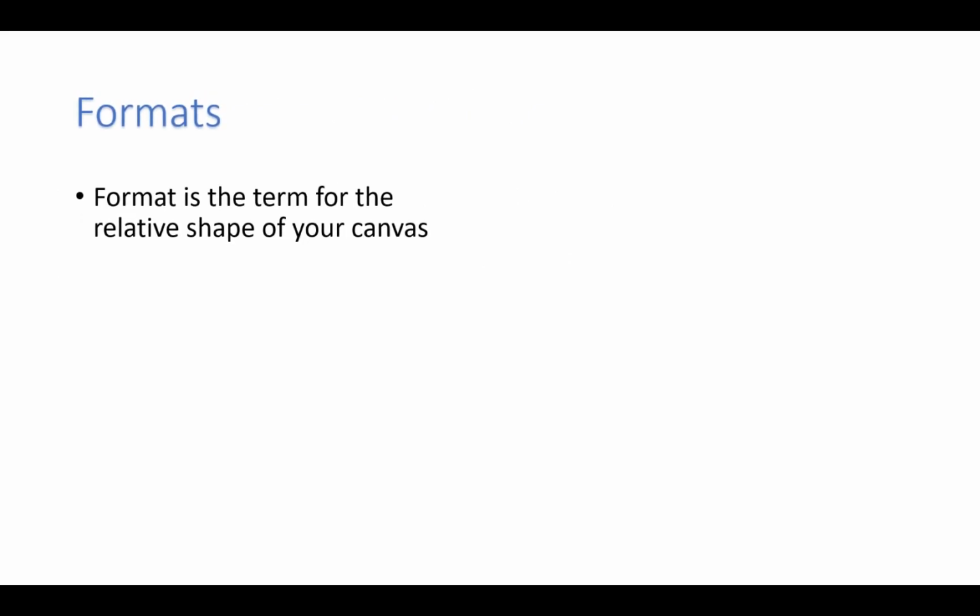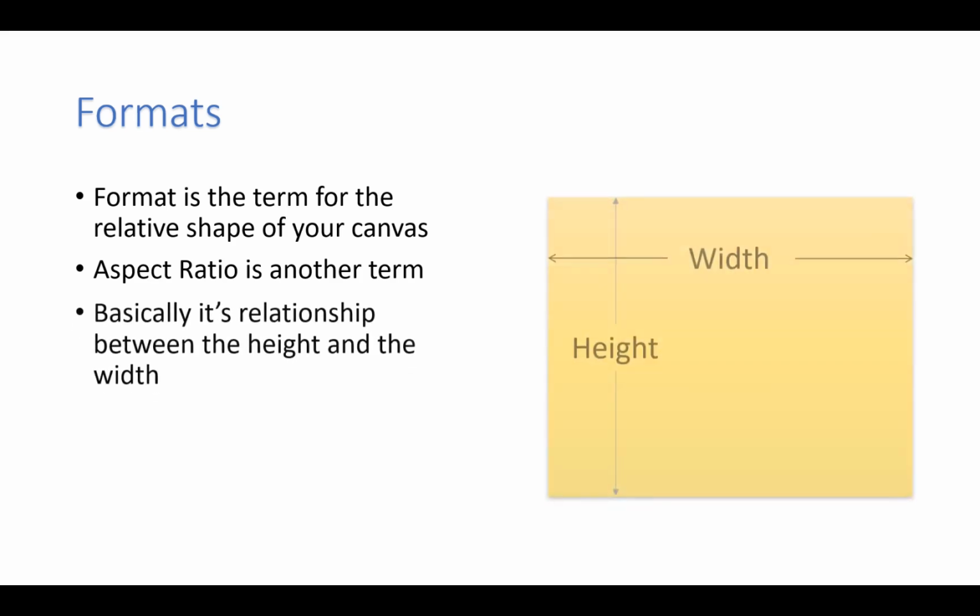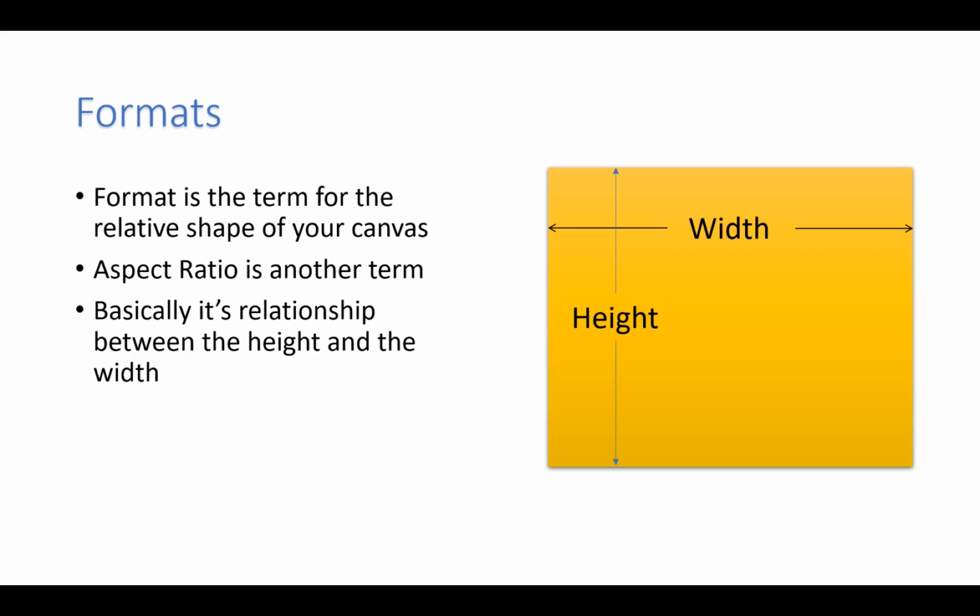The format of your painting is the term used for the size and shape of your canvas. It is basically the four lines around the outside. Aspect ratio is another term for the same thing. Both of them are basically the relationship between the height of the canvas and its width. For example, let's look at the very commonly used 3:4 ratio.